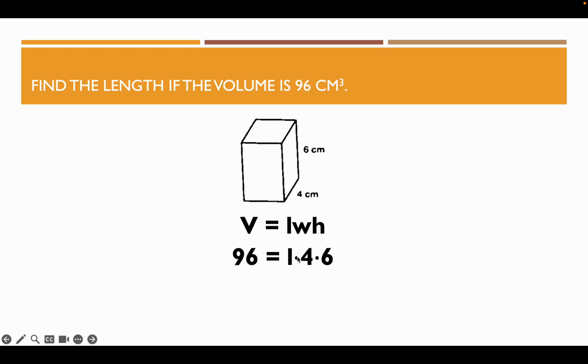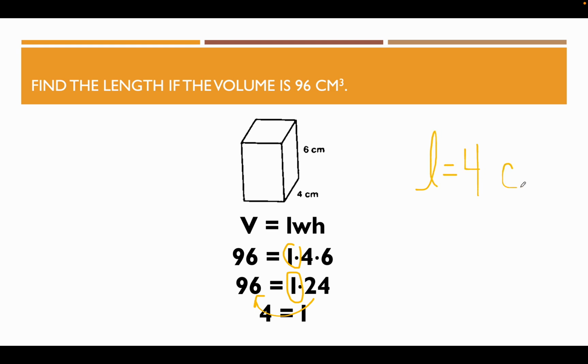Now that kind of looks like a 1. If you want to change it to an X, that's totally fine. I'm going to multiply 4 times 6, which is 24, and now we have to figure out what number times 24, this is a missing value, equals 96. So 24 times what equals 96? I figure that out by dividing 96 by 24, which gives us L equals 4. Now, since this is just a length and not a volume, it is just 4 centimeters, not centimeters cubed.